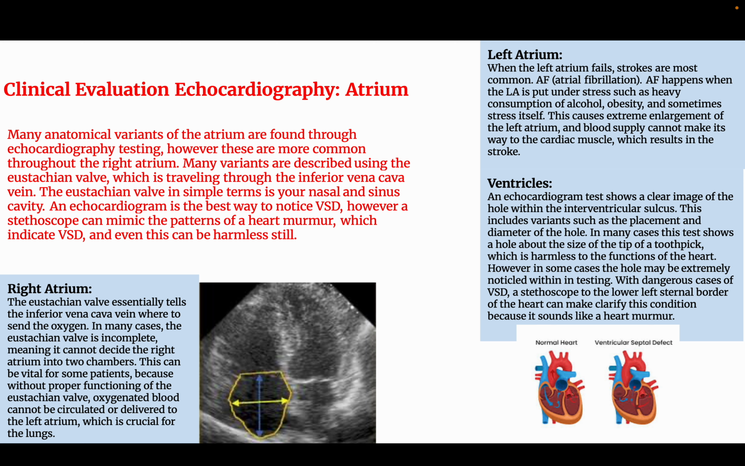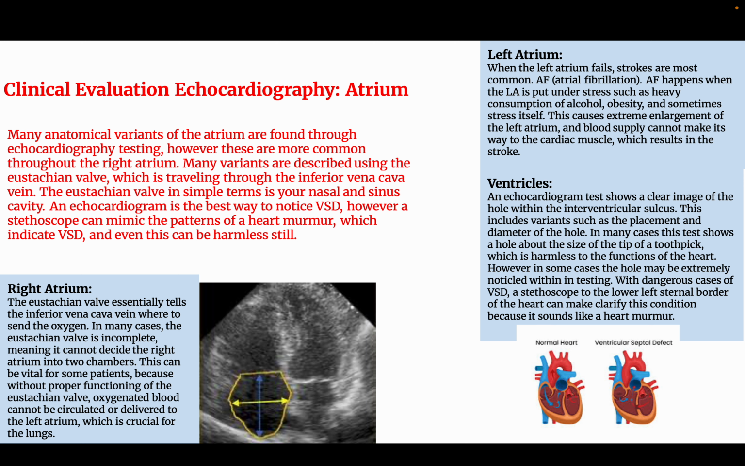So, like I said, regular checkups through an echocardiograph. These tests show clear images of the hole or the valve-shaped space. So the right atrium, most of the time, is where you're going to find where the Eustachian valve hasn't closed completely, or the space around it hasn't closed completely. It's not as common to find this in the left atrium or the ventricles. It can be vital for some patients because without proper functioning of the Eustachian valve, the oxygenated blood cannot be delivered into the left atrium, which is crucial for the lungs.